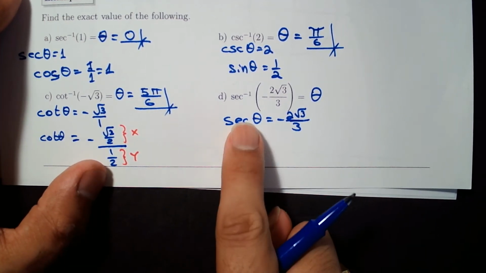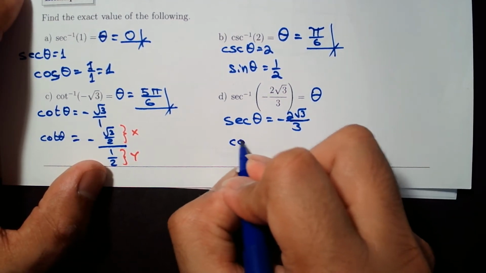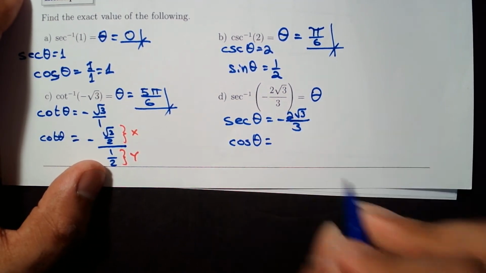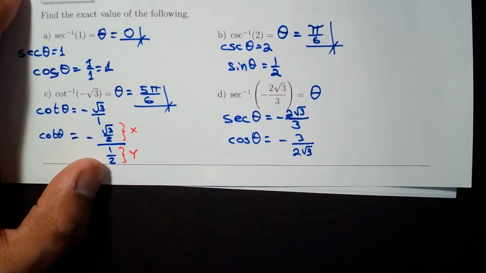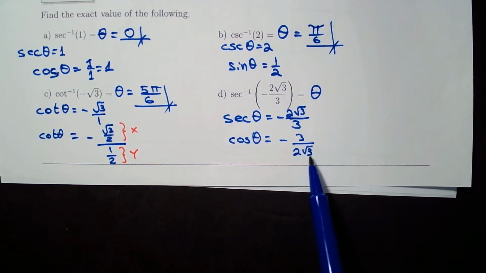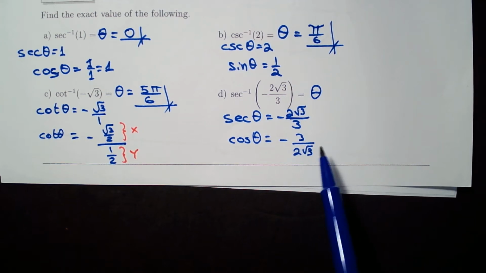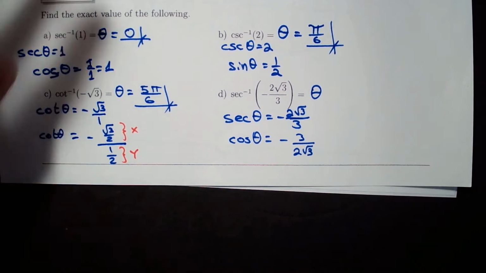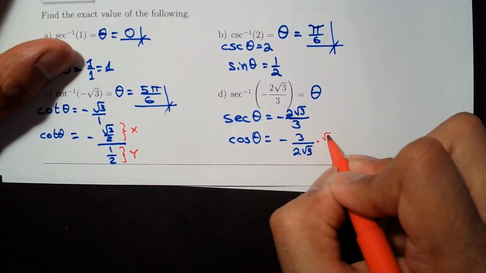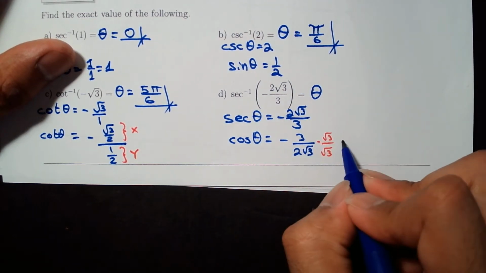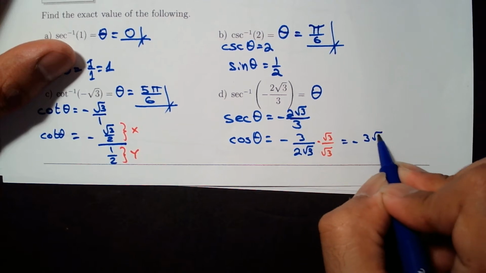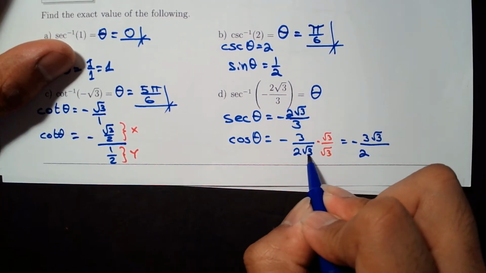Well, I'm going to change this to its reciprocal, which is cosine theta, which is -3/2√3. In this case, this might be a little bit tricky to look at, especially because we have the radical in the denominator. So you might want to rationalize and make it look a little bit better. So this is the same as saying -3√3 over 2√3 times itself.